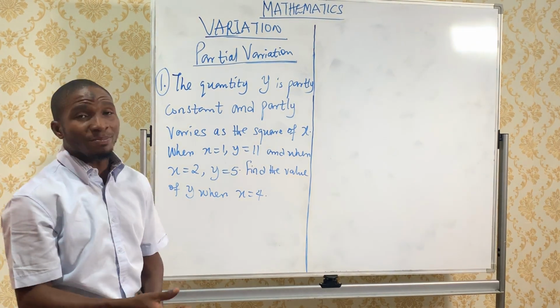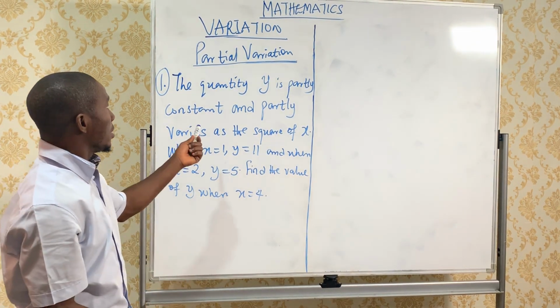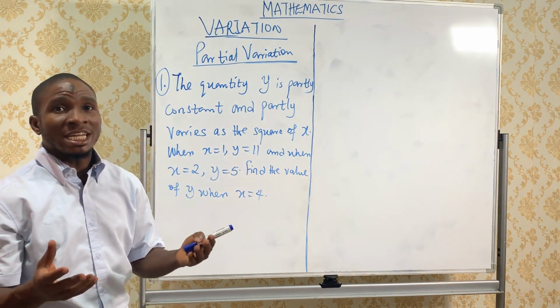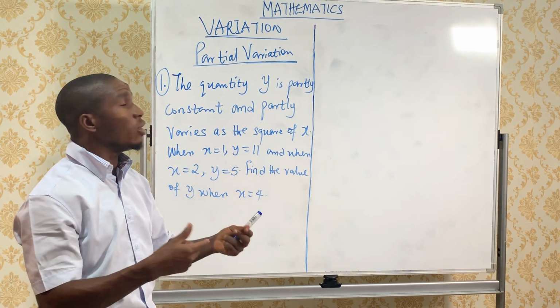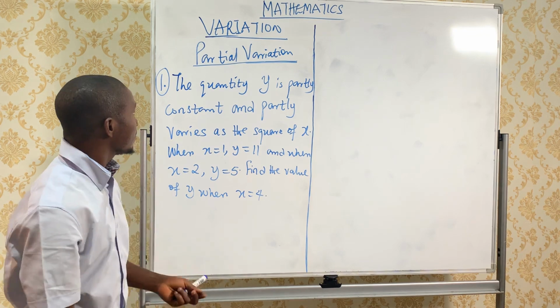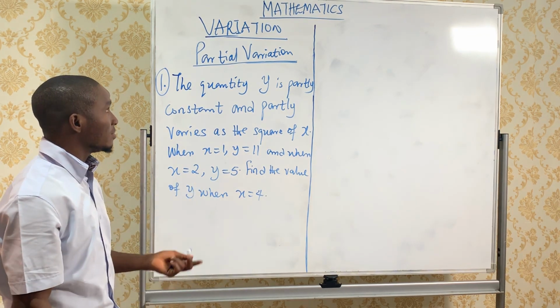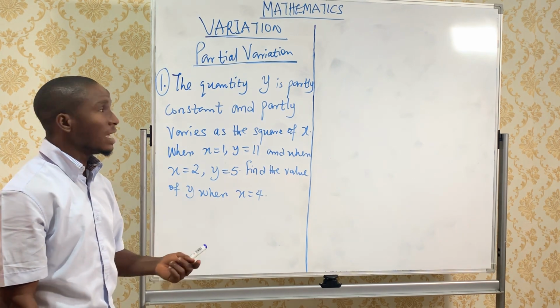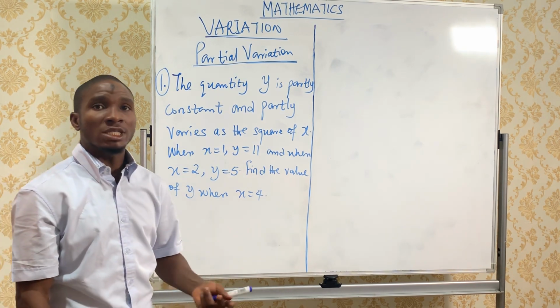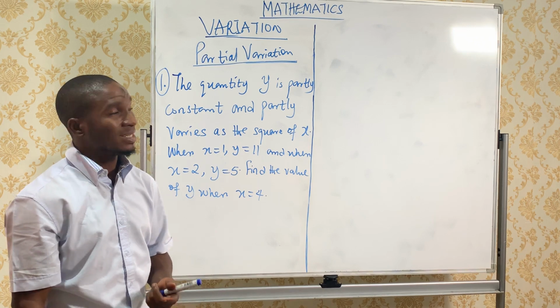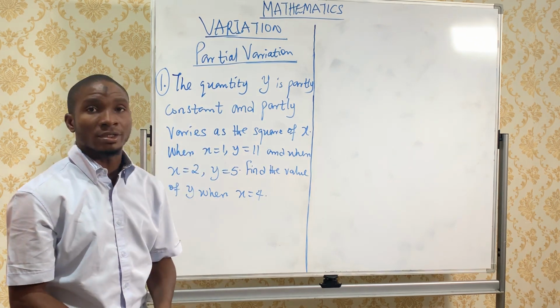Now, we'll be looking at partial variation. Partial variation is expressed as the sum of two or more parts, in which you are going to have two different constants, while sometimes you can have just a single constant. And in most cases, it's going to lead you to what is known as simultaneous equation. Now, let's look at this question as a case study.